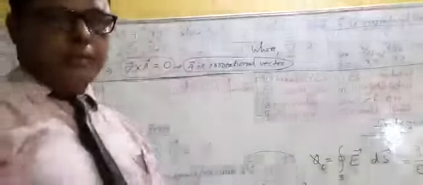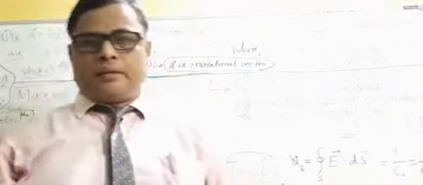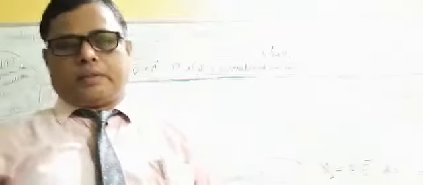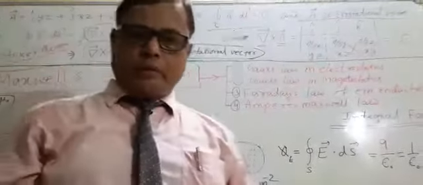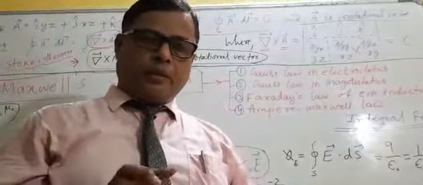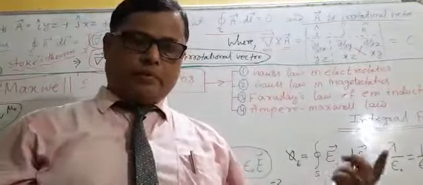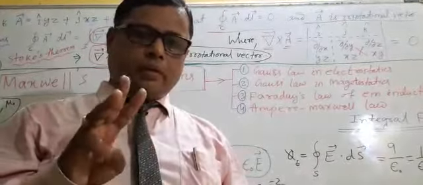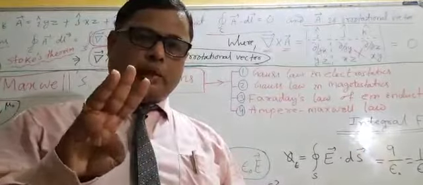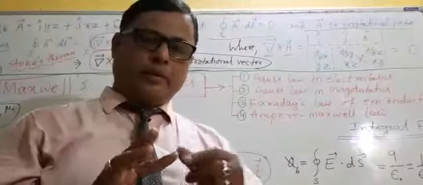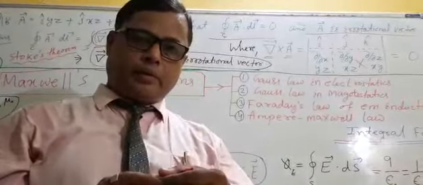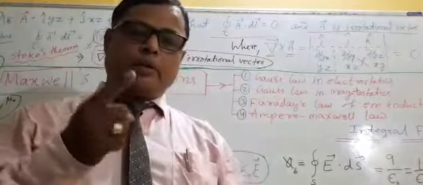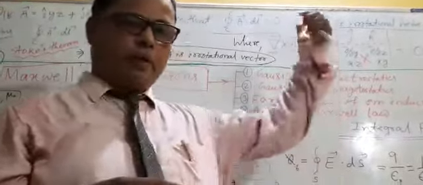Then we discuss the second portion of your unit 3. The second portion is Maxwell's equations. So we completed the vector calculus part. In my earlier video, I divided unit 3 into three parts: vector calculus, Maxwell's equations, and electromagnetic wave equations, Poynting theorem. Already we discussed the vector calculus part.